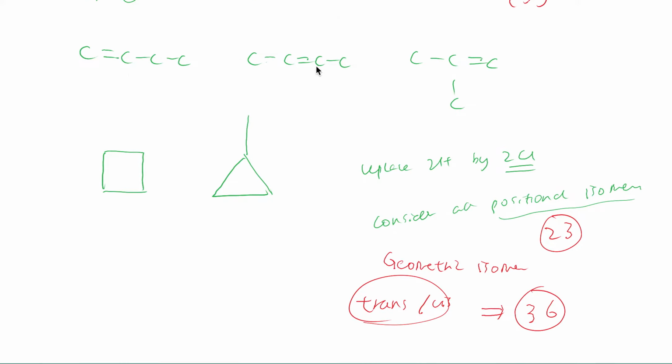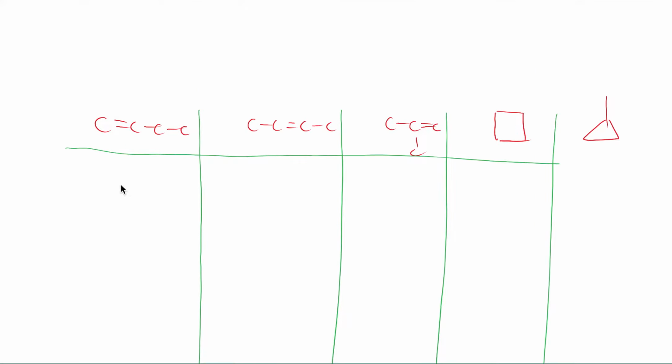So let's start with these 5 and try to draw them one by one so we don't miss anything. Basically we just have a big table with these 5 things. So this one, this one, this one, this one, and this one. So we'll just be looking at these 5 things, and then we're just going to draw all the potential isomers.